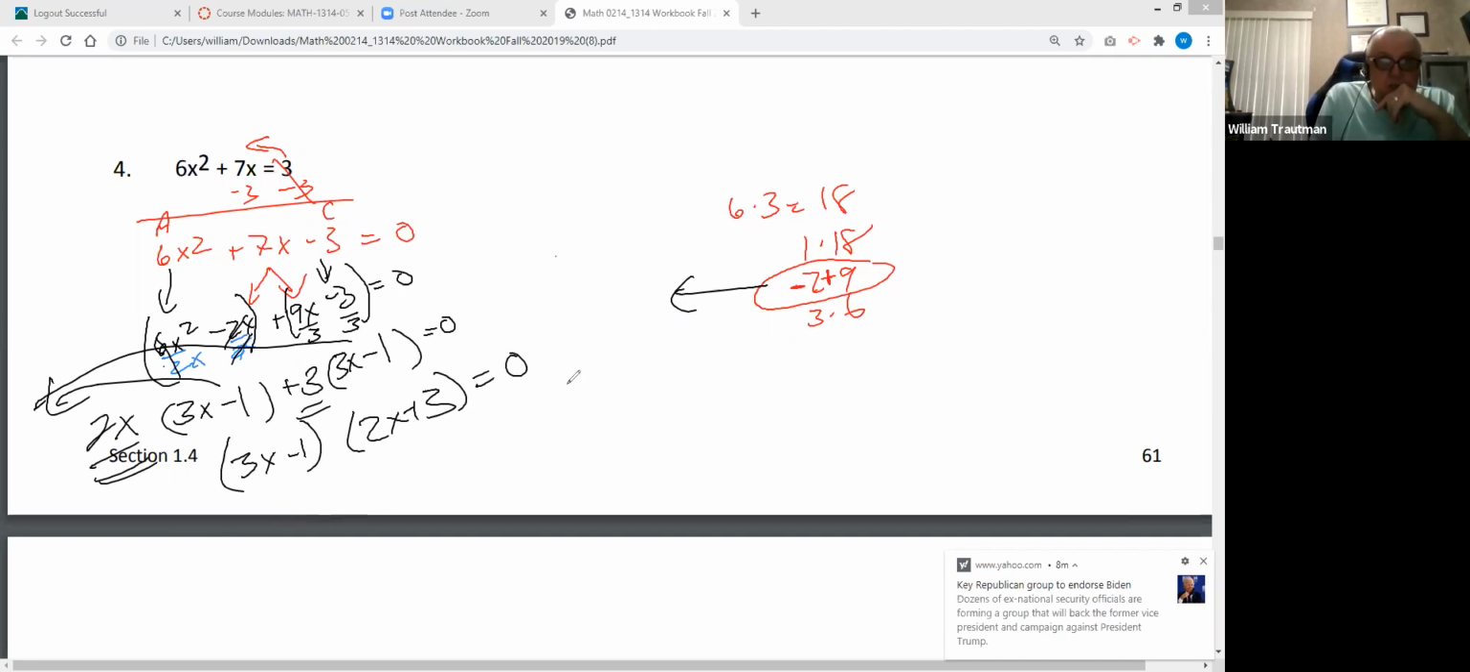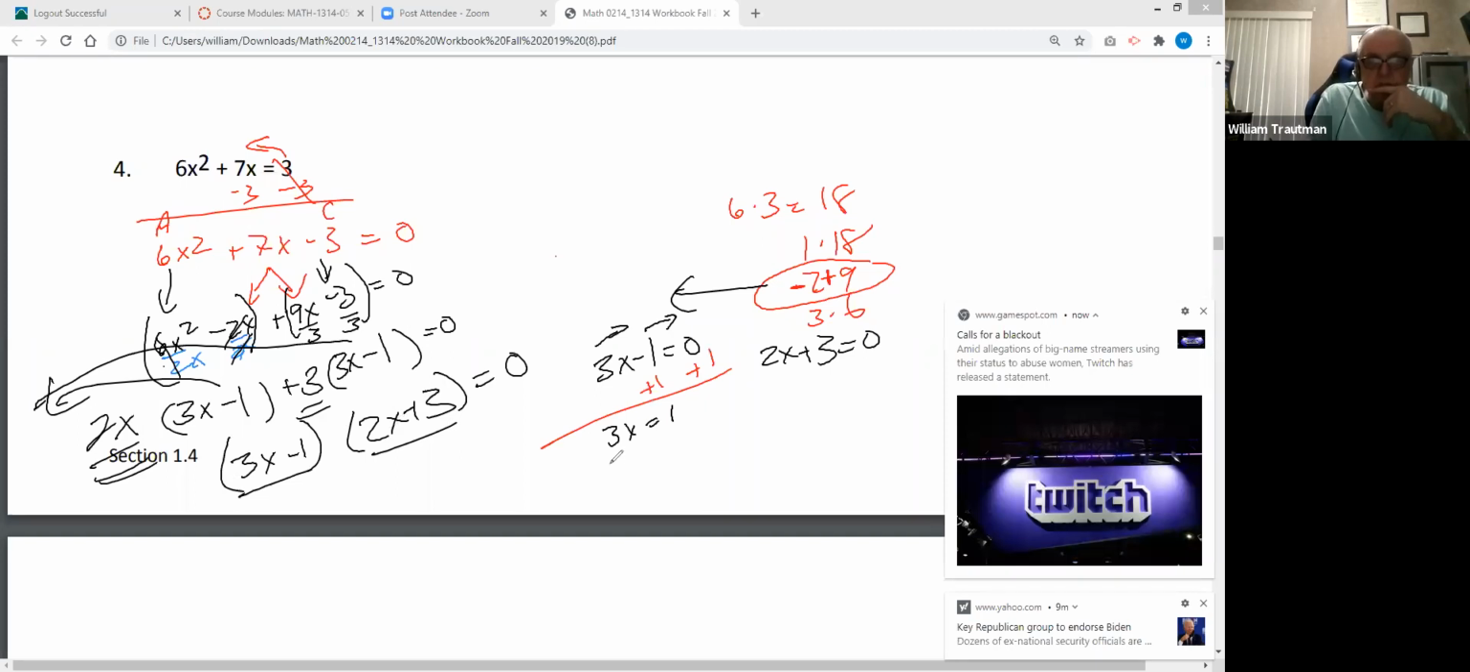Then we set them equal to 0. 3x minus 1 equals 0, and 2x plus 3 equals 0. Since it's the zero multiplication rule, one of these two has to equal 0. I'm going to take the 1 over first. Solving, you always take the add and subtract over to the other side first. So it's a plus 1 plus 1. And then divide by 3, divide by 3. And x equals 1/3. The answer is a fraction.